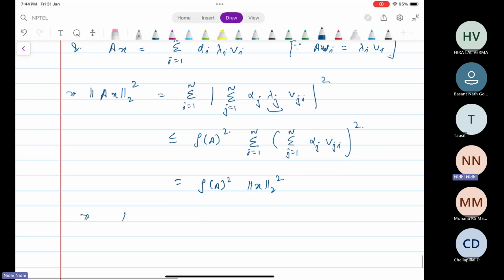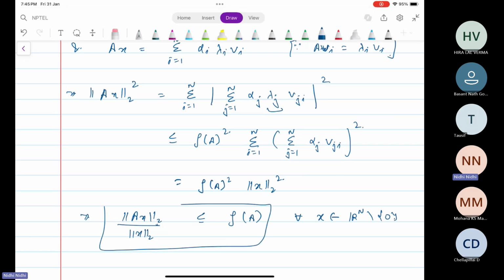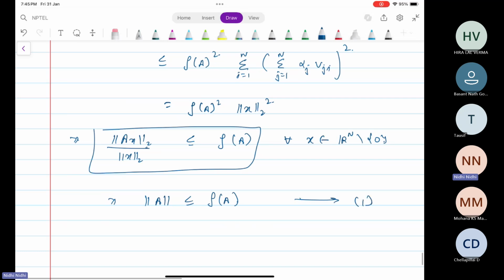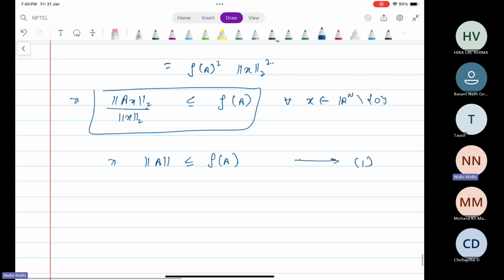So this gives us that norm Ax square by norm x is less than or equal to rho A for every x in Rn minus 0. So this tells us that our operator norm is less than or equal to the spectral radius. Let's mark this as 1. Further, if I can find some vector x in Rn minus 0 such that norm Ax by norm x is equal to the spectral radius, in that case we will get operator norm equal to the spectral radius.